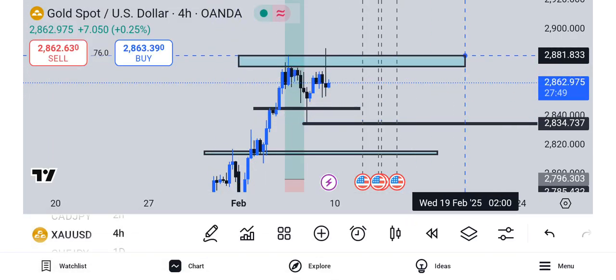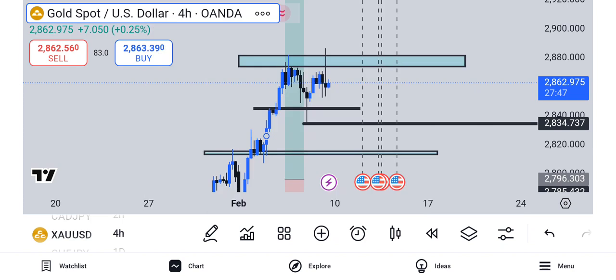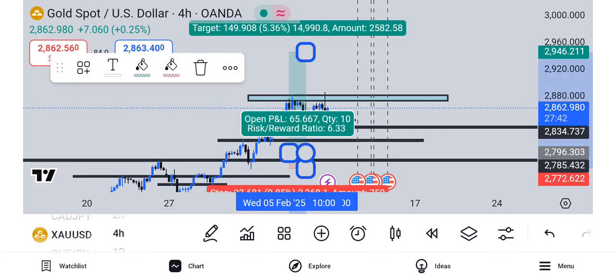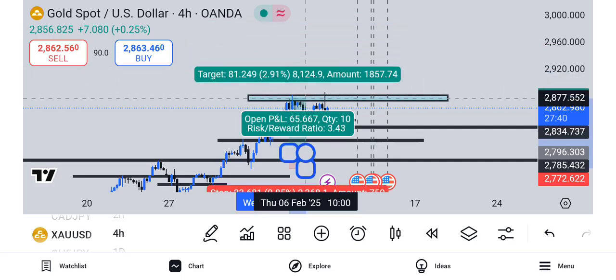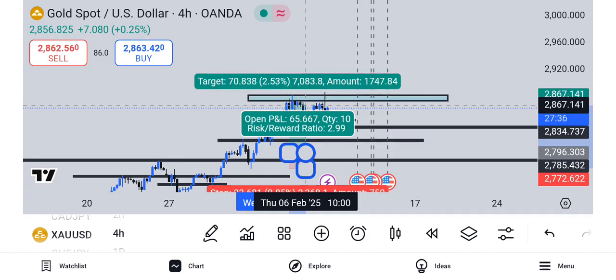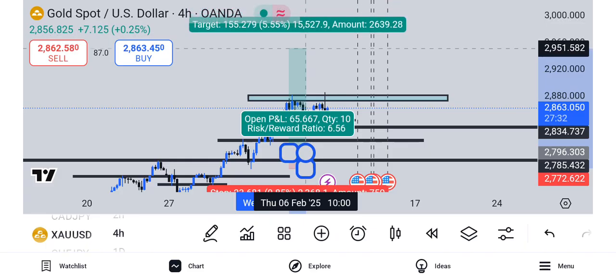I need to see a break below or a break above for the bullish continuation. So that's that on gold. My trade is literally running. You see, it's literally running. This is almost 1 to, let's say, 1 to 3, because the market is actually on the pullback phase.